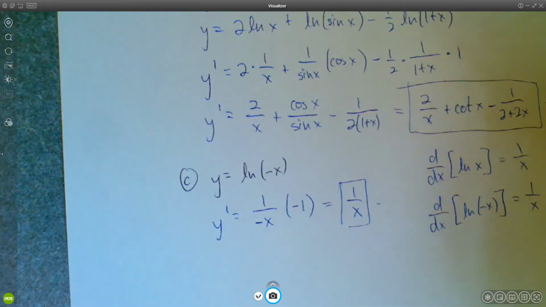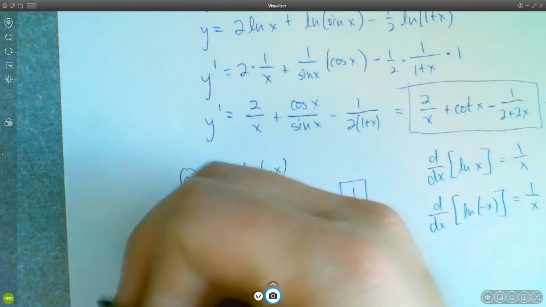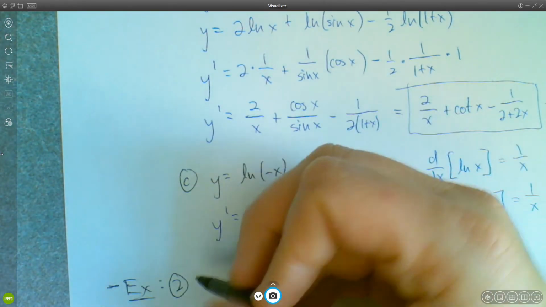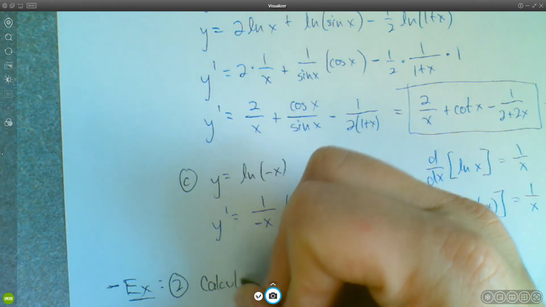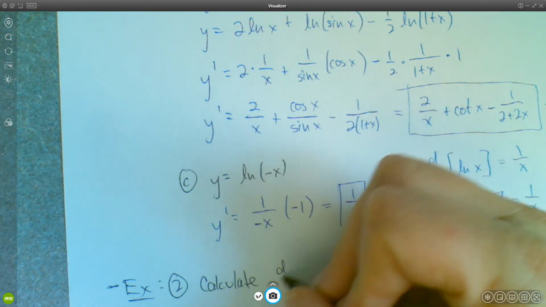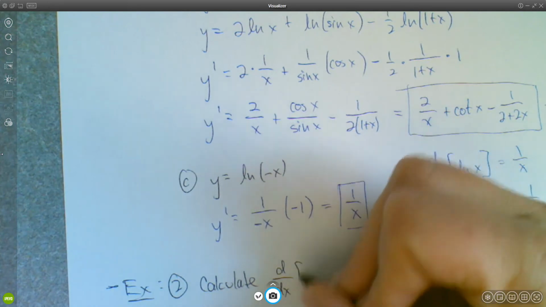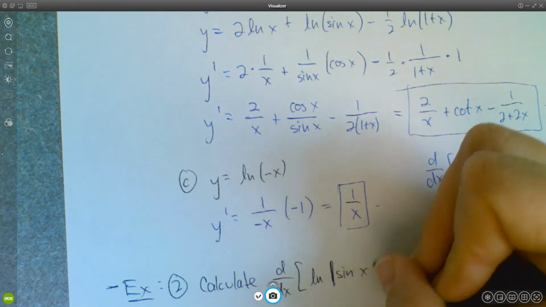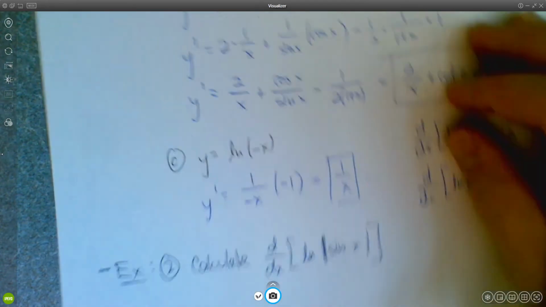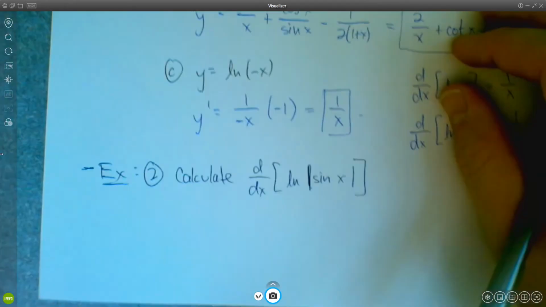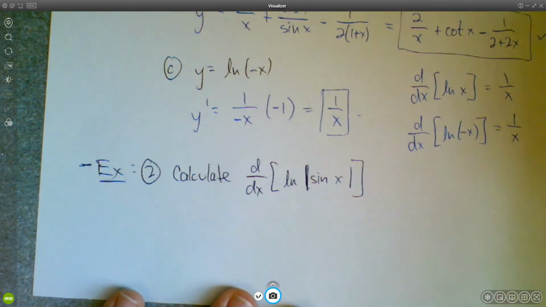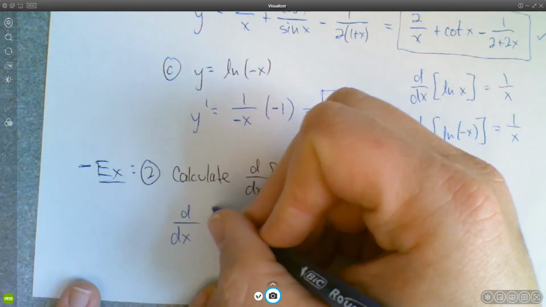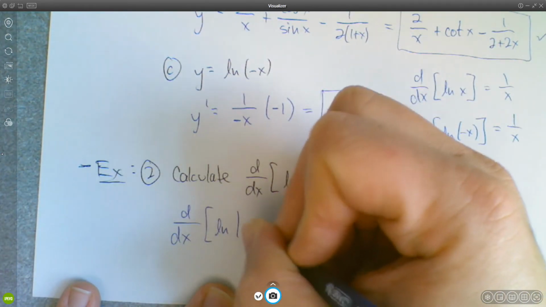So to sneak in another example that kind of corresponds to that idea, let's calculate d dx of ln of absolute value of sine x.